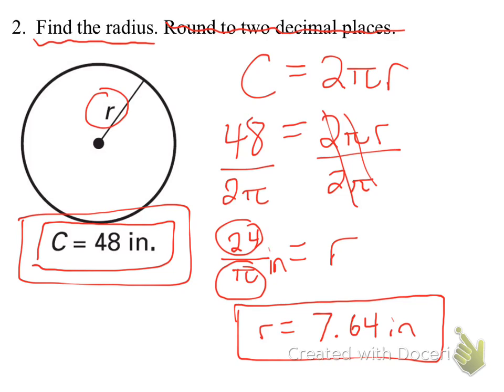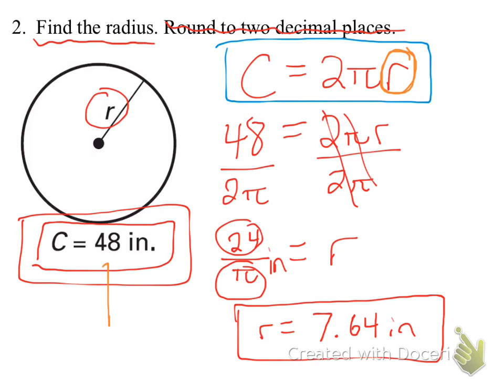But the key thing in this problem was going back to the formula, circumference equals 2 pi r, and more specifically, using it to find the radius this time, because again, they gave me the circumference.